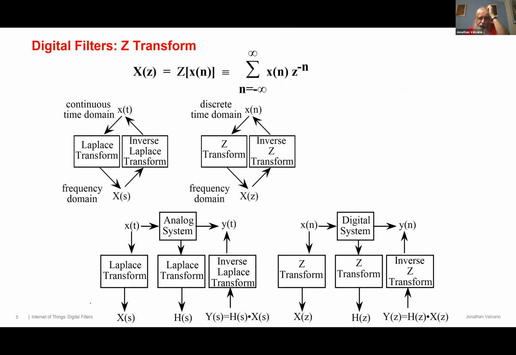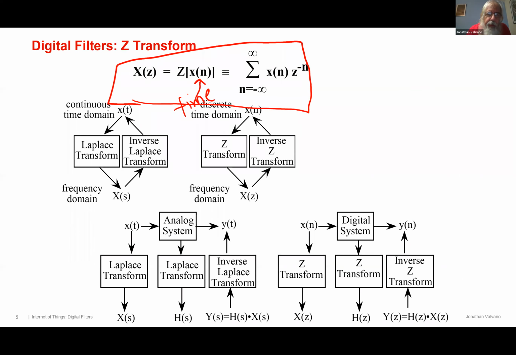The way to prove it is the Z transform. Nobody actually cares about this equation except to know that the transform is indeed a transform. This is the time domain. It's not a continuous variable, it's a discrete variable. And this is the frequency domain. And so all the things you can do in the frequency domain, you can do with this transform.